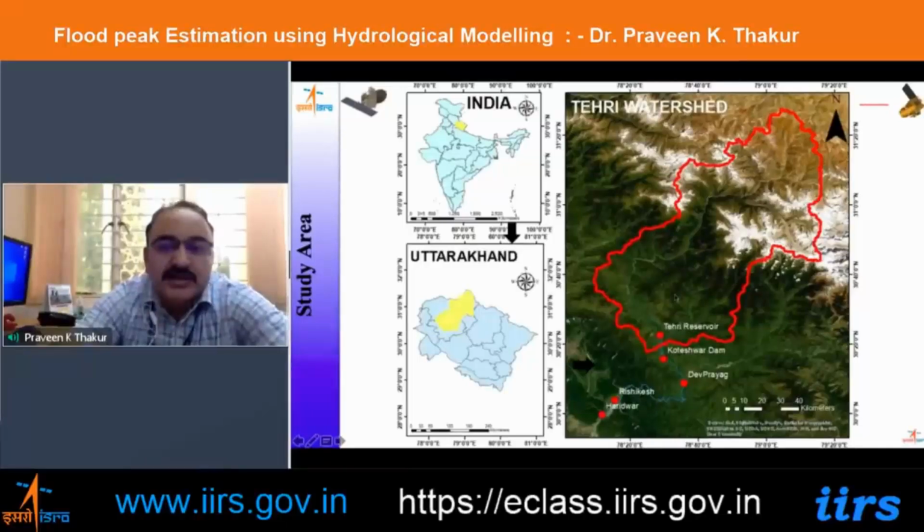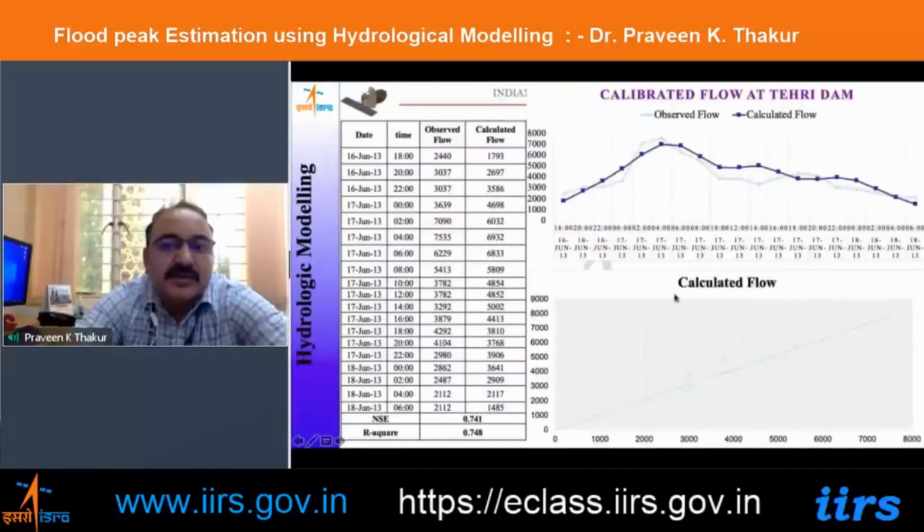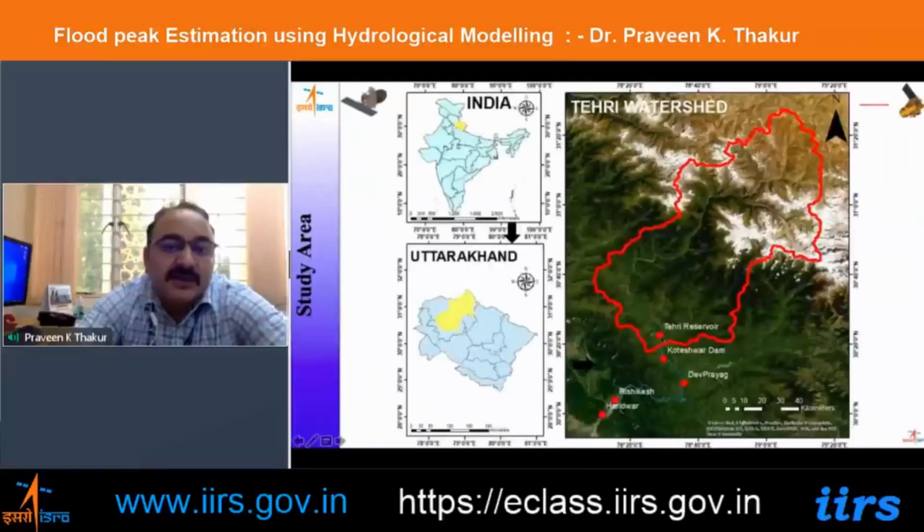So this is the calculated and observed file. You can see more than 7,500 cubic of the water inflow was generated in the Tehri, but the outflow from the main Tehri dam was only 500 cubic. So we did this same exercise to cover the Alaknanda part also. In Alaknanda, more than 12,000 cubic water is getting generated.